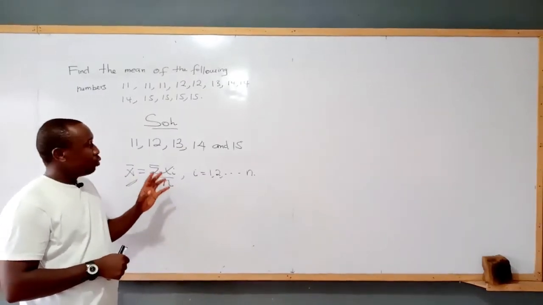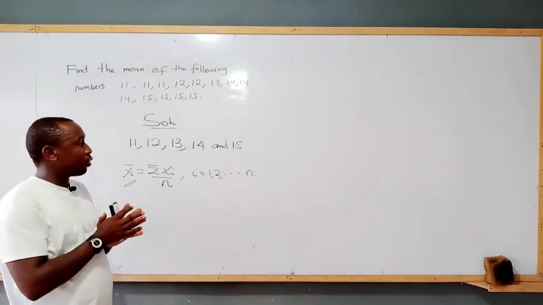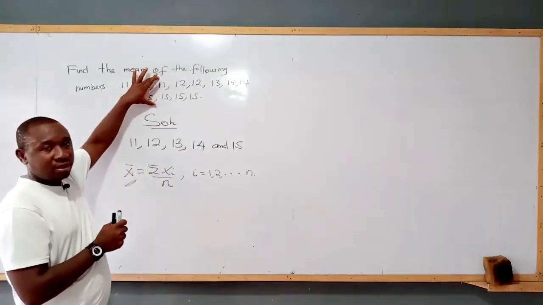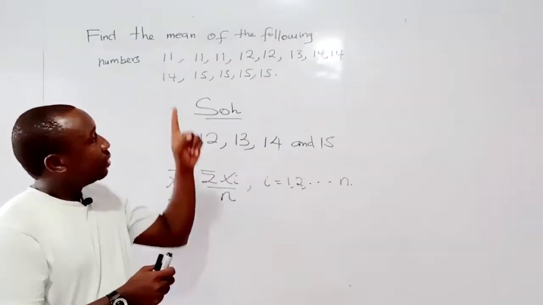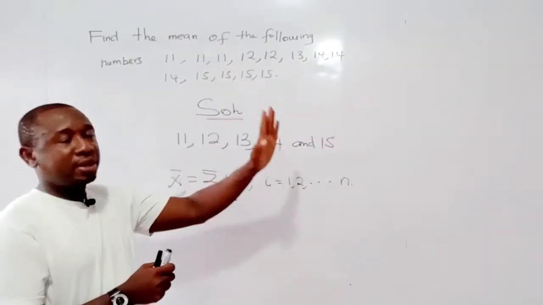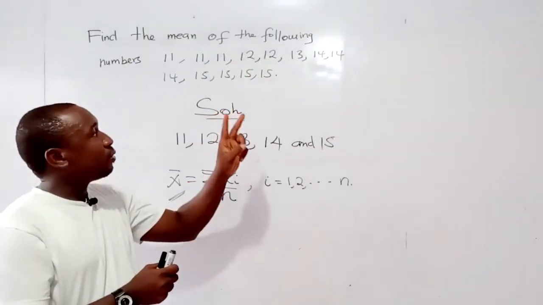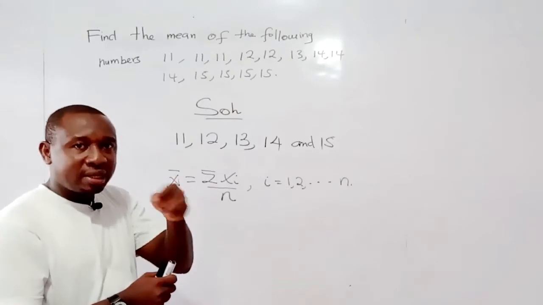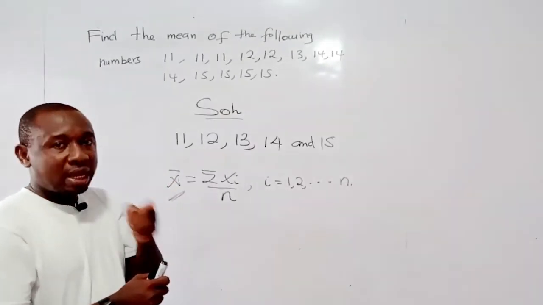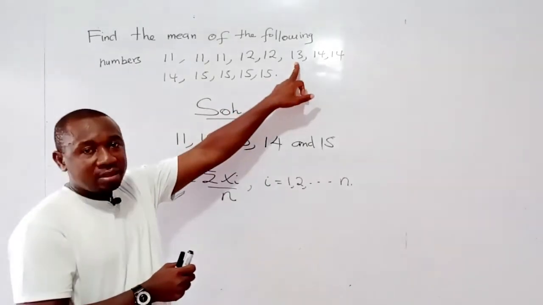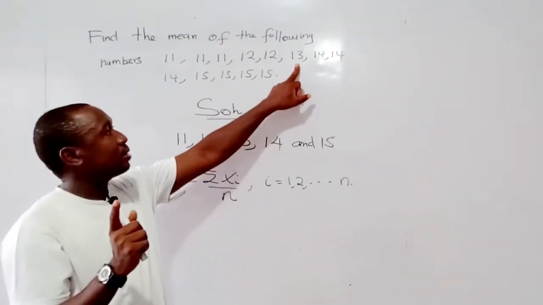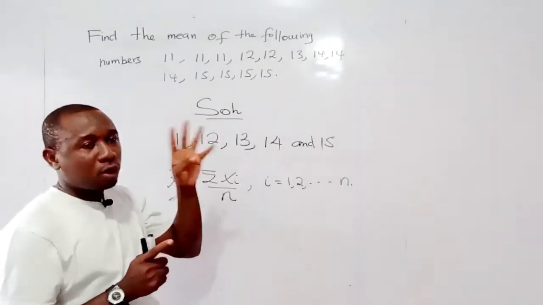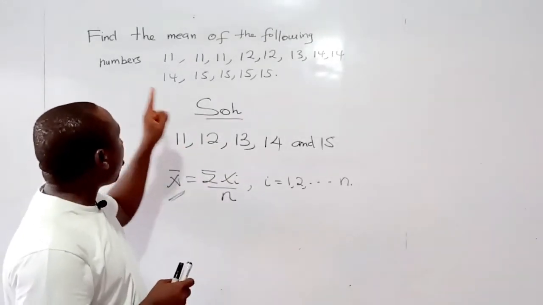Today, we have a different set of observations because in our question, you can see clearly that the 11 repeats itself 3 times. 12 repeats itself 2 times. At least one of the observations does repeat itself. That is the point we are making. But 13 appeared only once. 14 appeared 3 times. And 15 appeared 4 times. Find the mean of the following numbers.